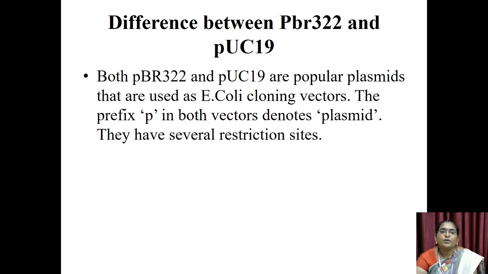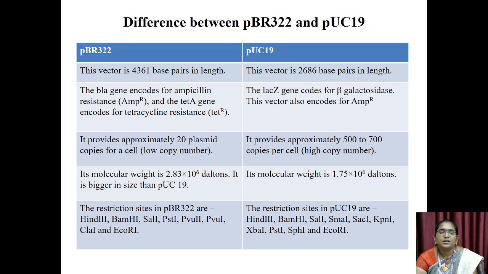Both pBR322 and pUC19 are popular plasmids that are used as E. coli cloning vectors. The prefix p in both vectors denotes plasmid. They have several restriction sites. In pBR322, this vector is 4,361 base pairs in length. In pUC19, this vector is 2,686 base pairs in length.